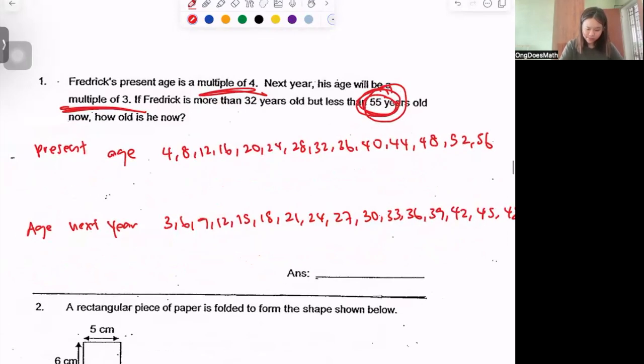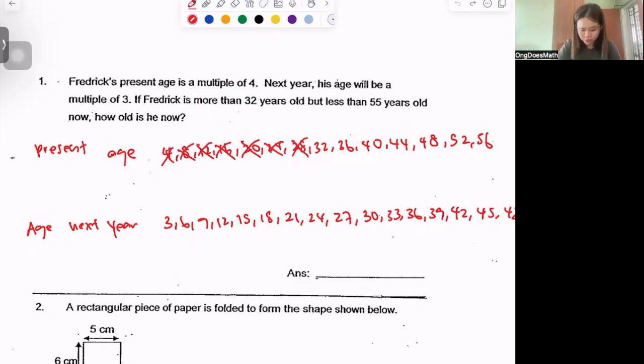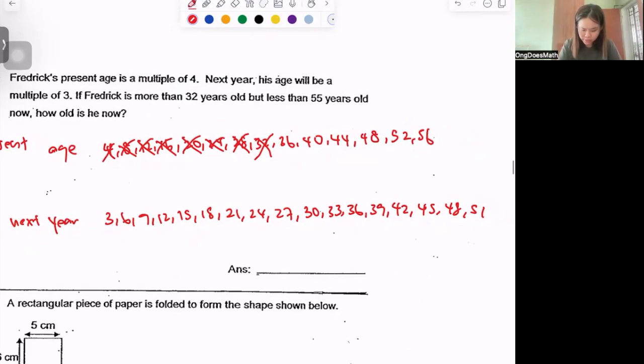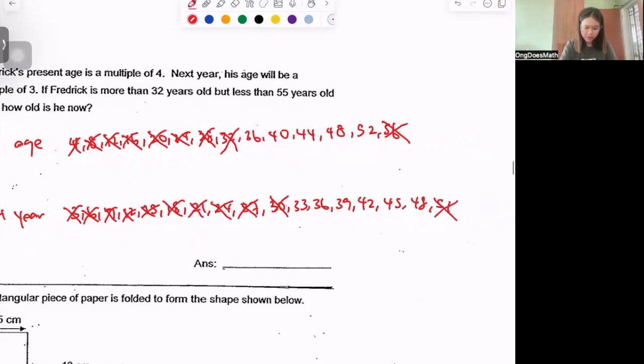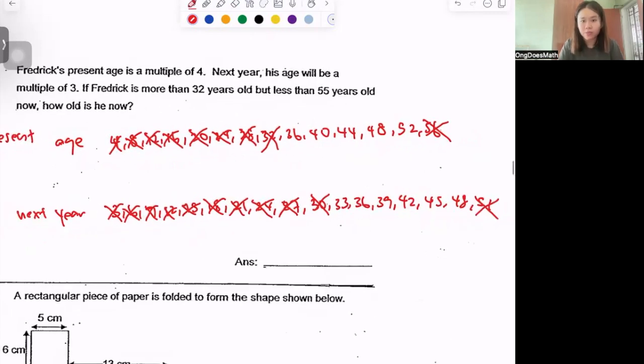Okay, so now we'll eliminate those that are not in the range. We'll only keep those that are more than 32 and less than 55, and the rest we can just eliminate. More than 32 means 32 also cannot. It must be more than 32, so eliminate 32. Then it must be less than 55. Then next year also can eliminate until here. Okay, so now let's look at all the options we are left with.